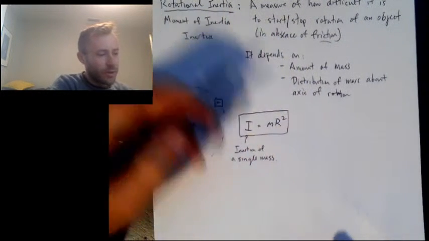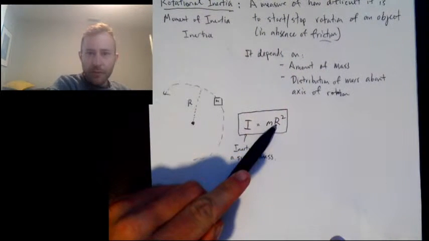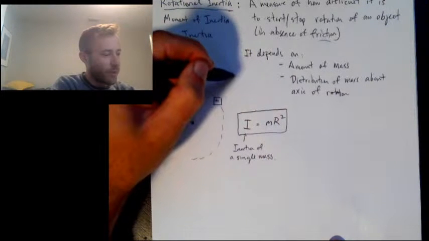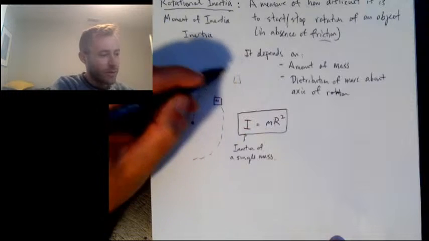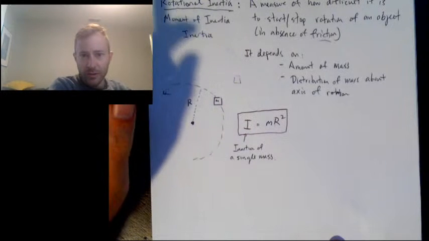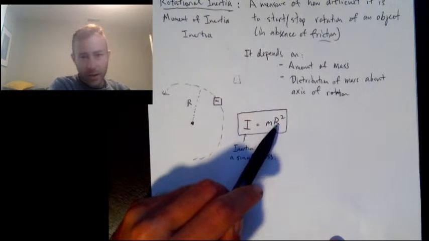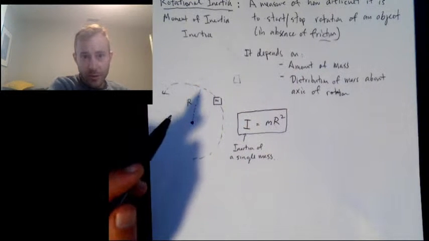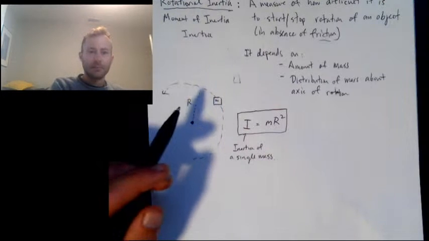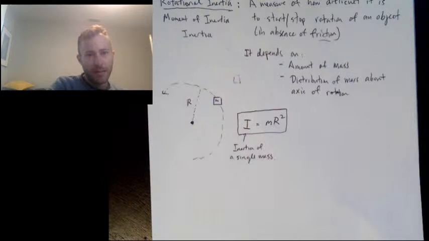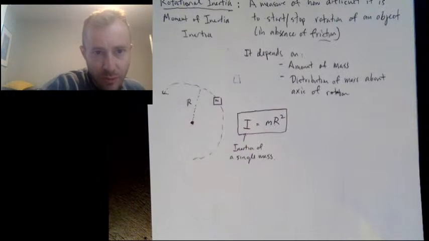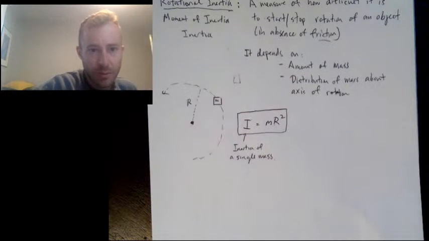So you can see that the farther the mass is from the axis of rotation, if we move it farther away, that increases the radius of the circle. As r increases, the inertia increases substantially. So that's why choking up on a bat reduces its inertia, because you're making that mass move in a smaller circle, so it's easier to start and stop that rotation.